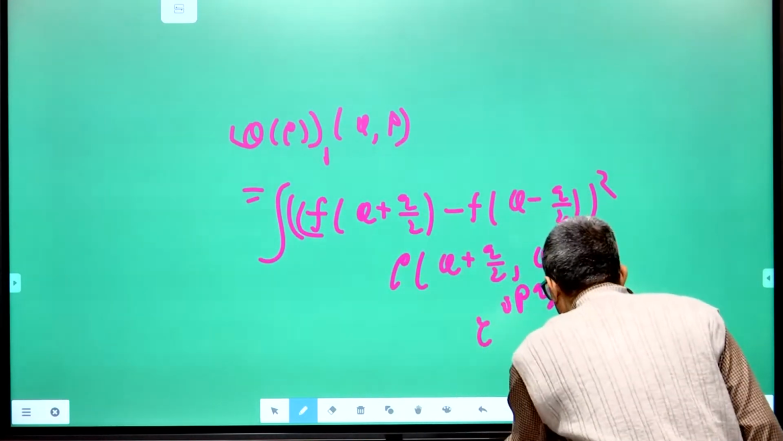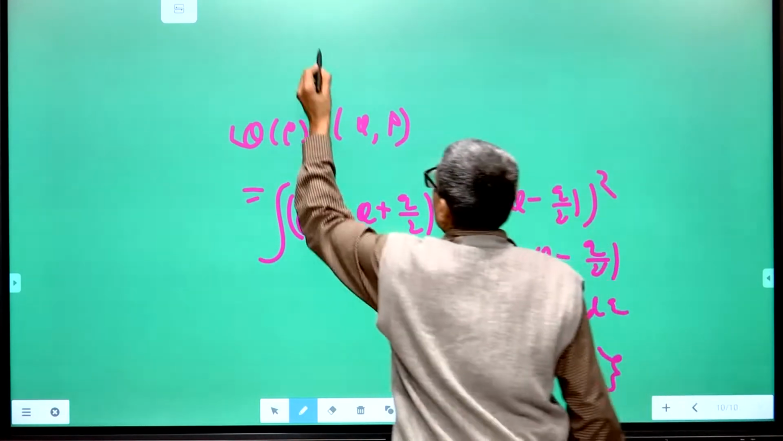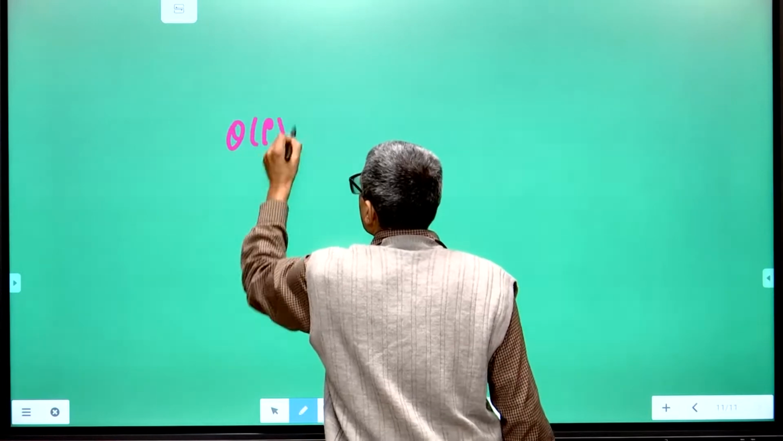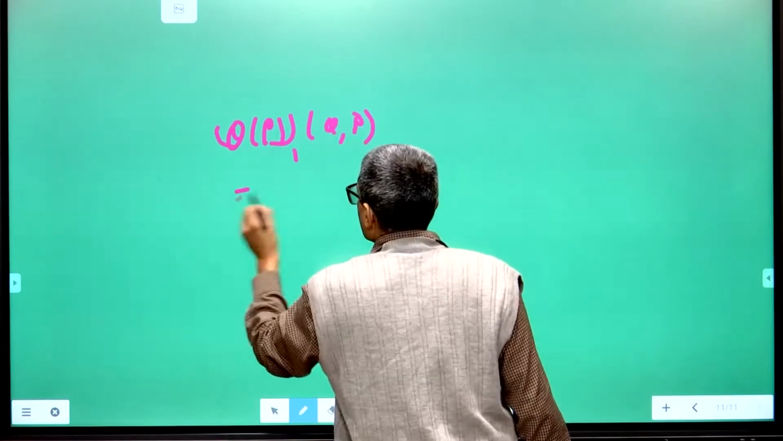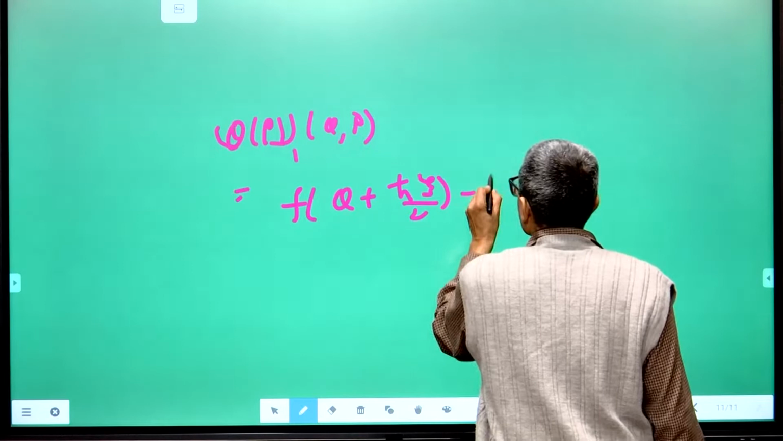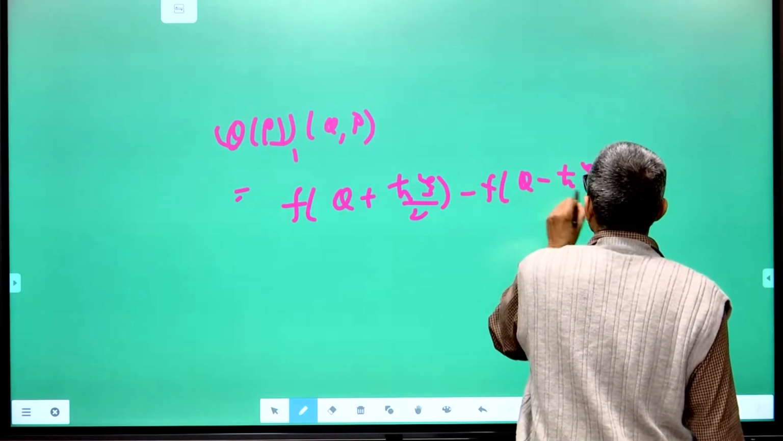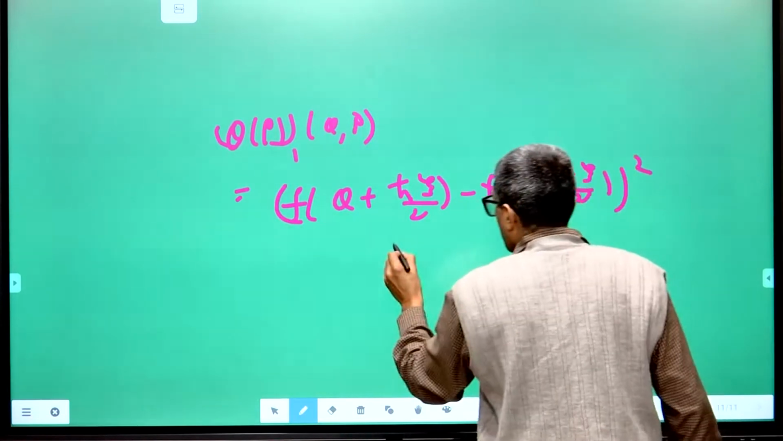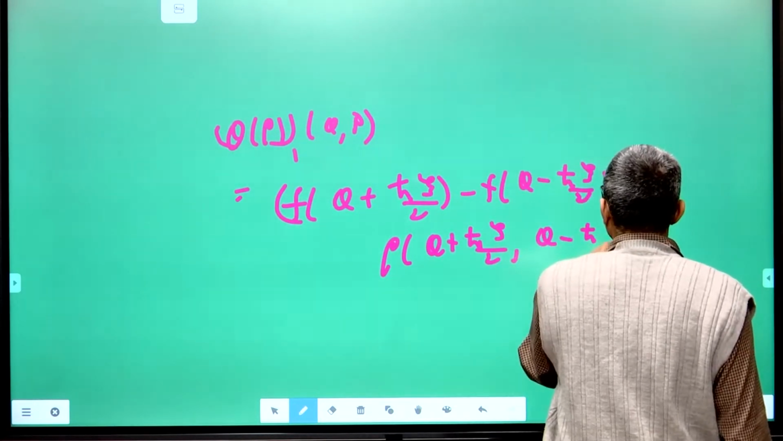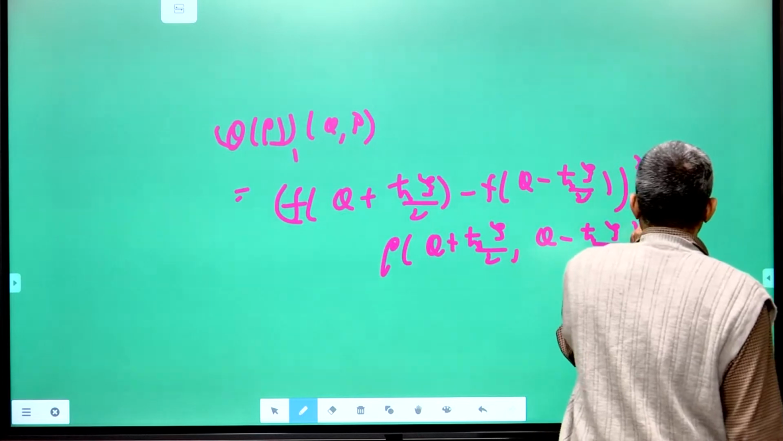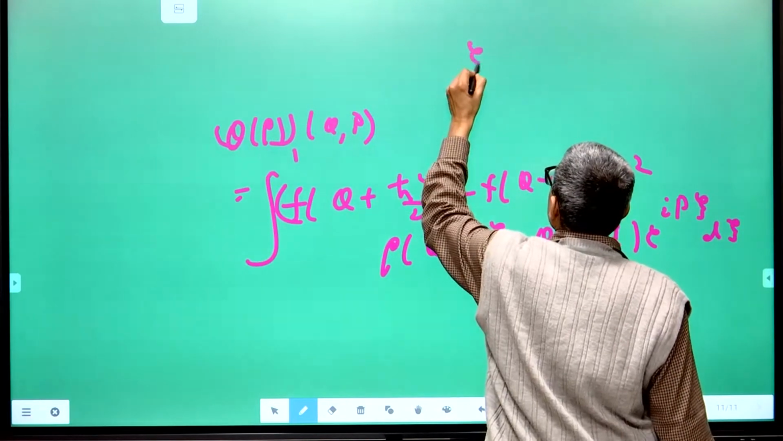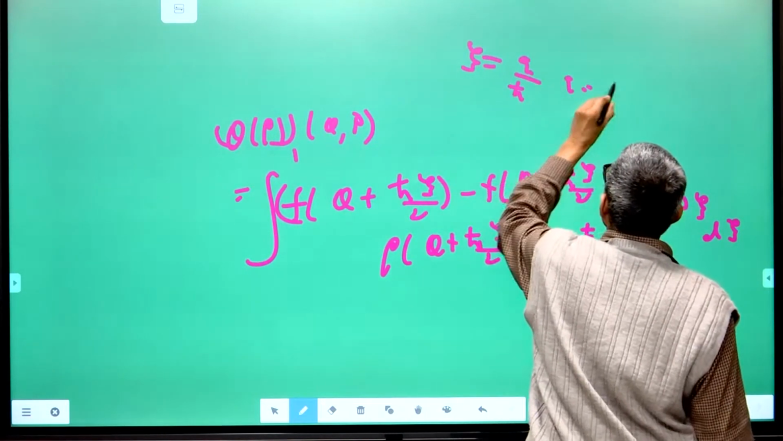Now I make the substitution q is equal to h xi. So what does this become? This integral becomes simply, so what you get is simply that theta of rho 1 at qp is equal to the integral of f of q plus h xi by 2 minus f of q minus h xi by 2, squared, into rho of q plus h xi by 2, q minus h xi by 2, and then e power i p xi d xi, up to a constant, where I have made the substitution xi is equal to q by h, or equally q equal to h xi.